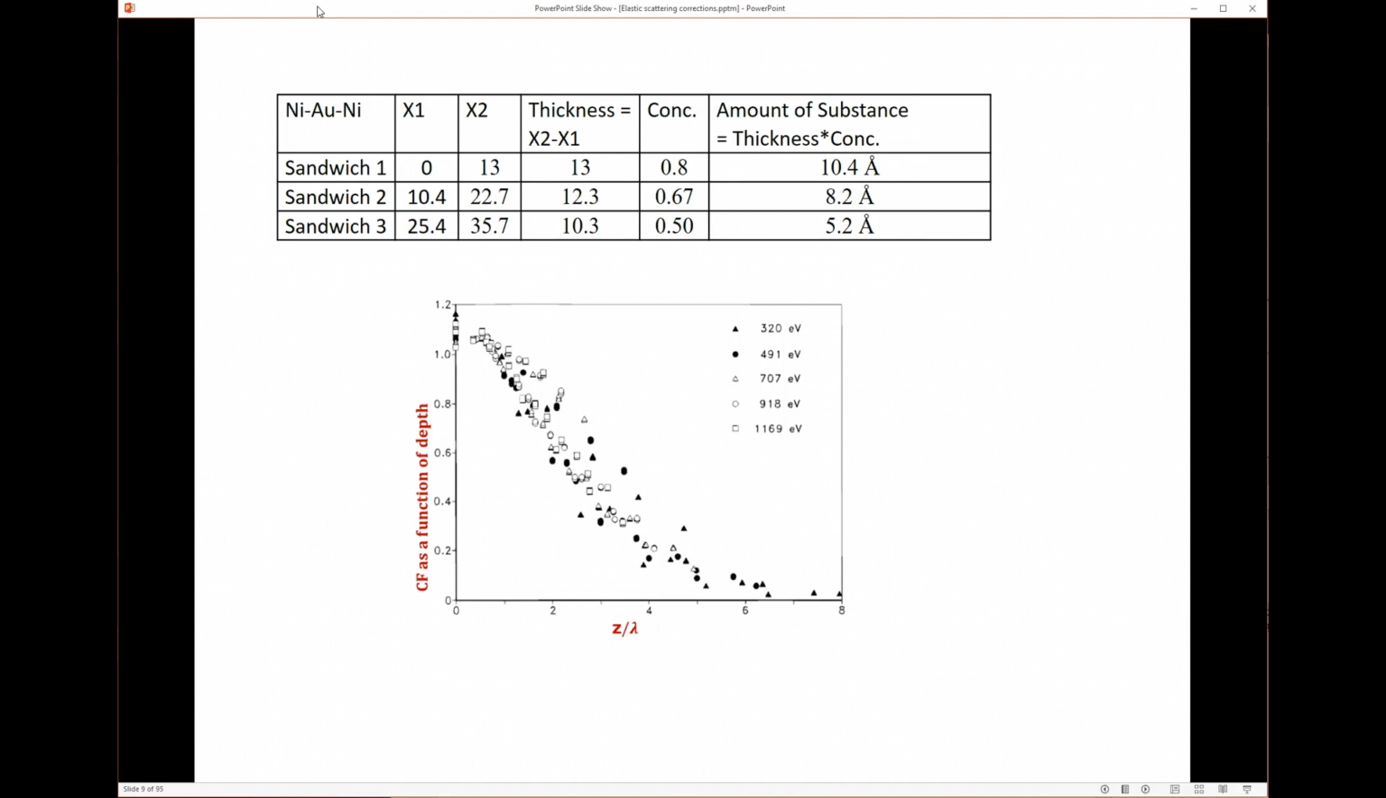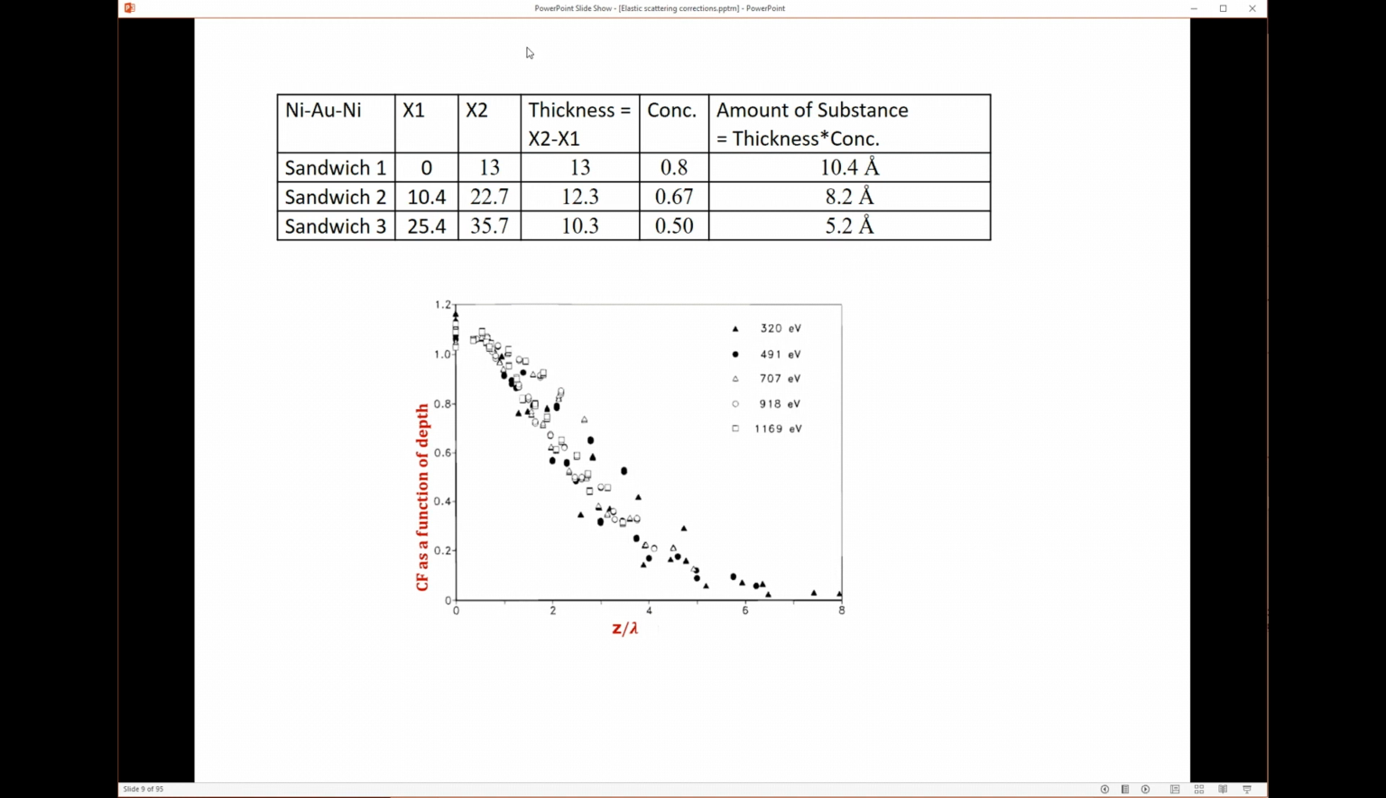So now we'll have a closer look at the analysis we just did of the nickel-gold-nickel sandwich samples, where we determined the start depth and the end depth for the three samples we had. Start depth, end depth here for sandwich 1. We deposited more nickel on top and it moved downwards to 10 to 20. We deposited more nickel on top and the layer moved down to 25 to 35. So very simple, it's buried deeper and deeper.